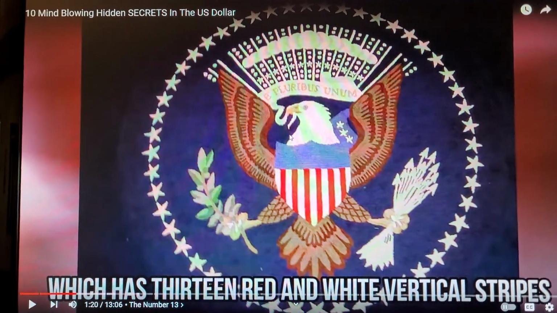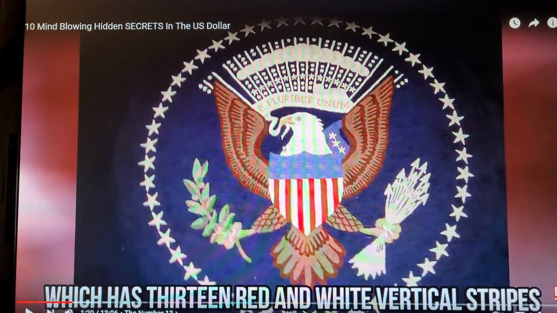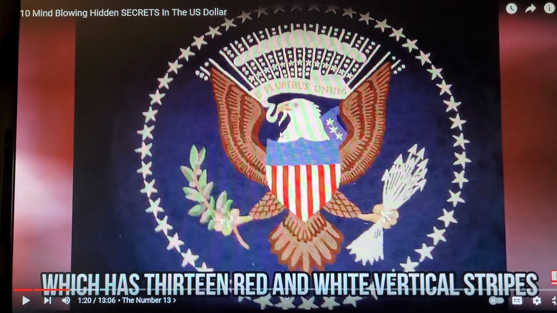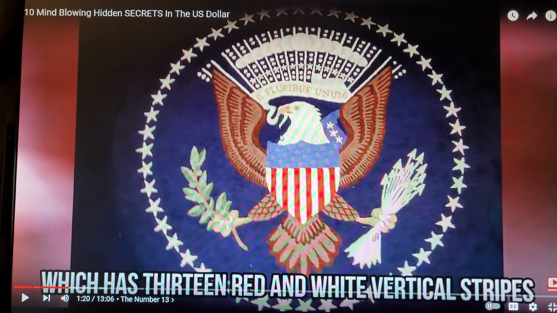Before I go any further, the seal was designed by a black man. The seal on the dollar was designed by a black man.